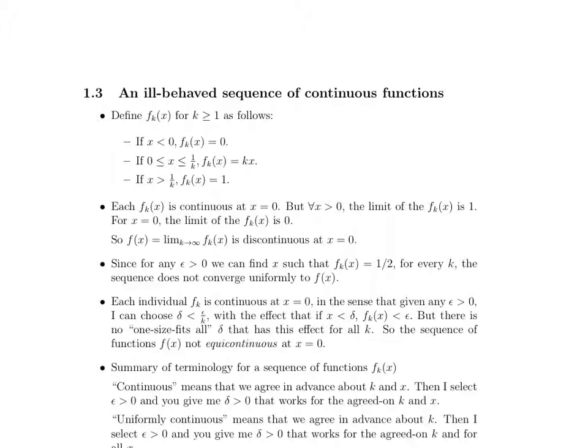So now that we sort of know how to think about these sequences of functions, let's take a look at another example that's very interesting. We're going to define our sequence f sub k of x, our sequence of functions, where k is our index, as follows. Note that for x values less than 0, f sub k of x equals 0. For x values between 0 and 1 over k, f sub k of x is equal to kx. And for x greater than 1 over k, f sub k of x is equal to 1.